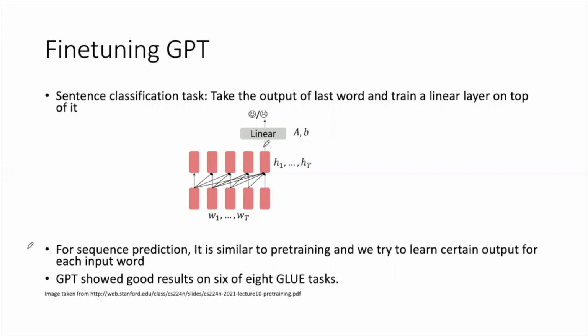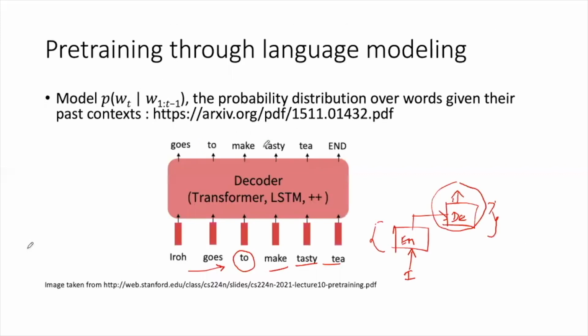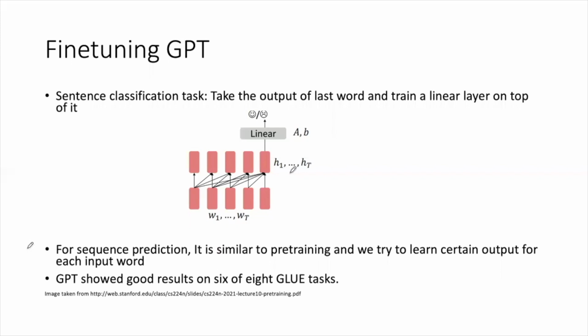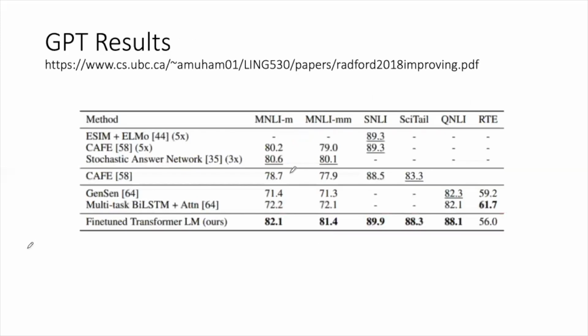If you want to use the pre-trained GPT for sequence prediction itself, then that will be similar to what we have done in the pre-training itself. In pre-training also we have an input sentence and we try to predict an output sentence. Similarly, when you are doing the fine-tuning on a sequence prediction task, it will be a similar procedure. With the help of this fine-tuning on GPT models, good results were achieved on 6 out of 8 tasks. So these are the results for the pre-trained GPT model.